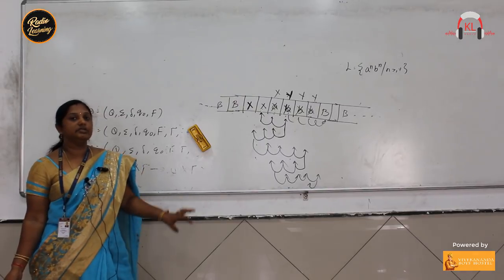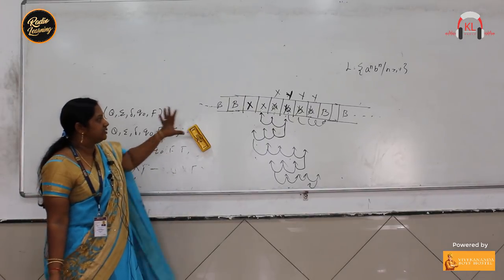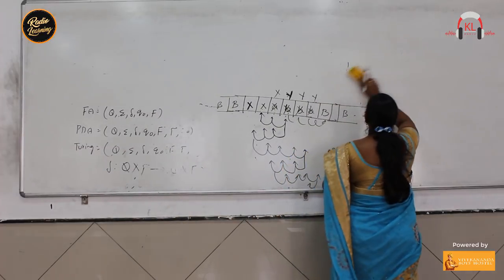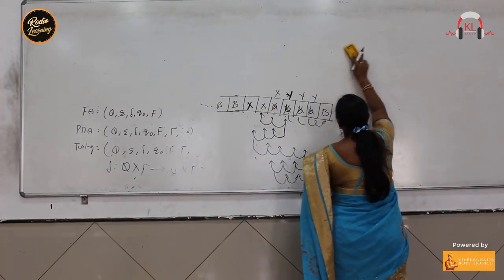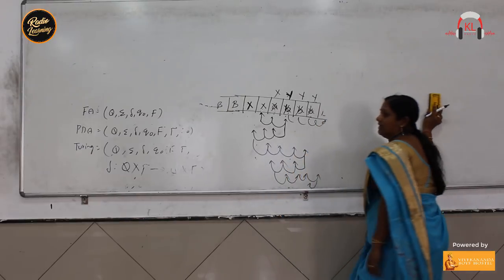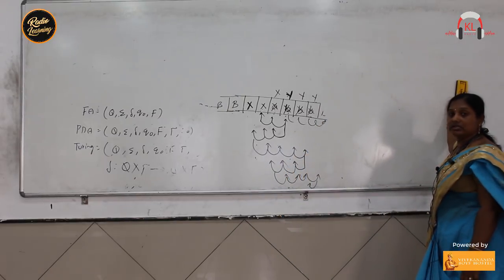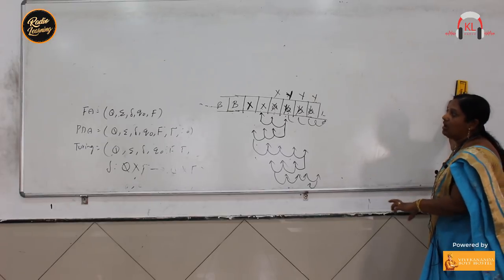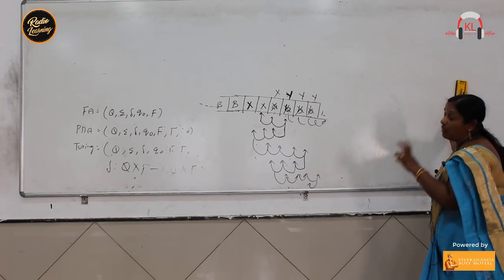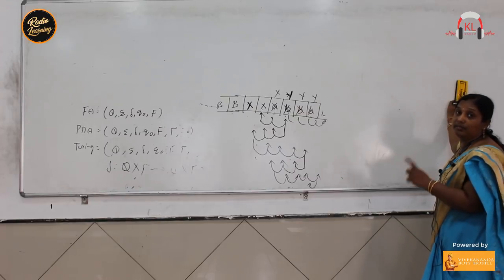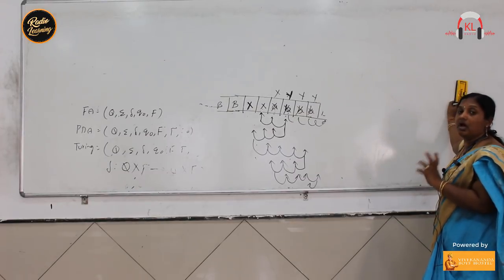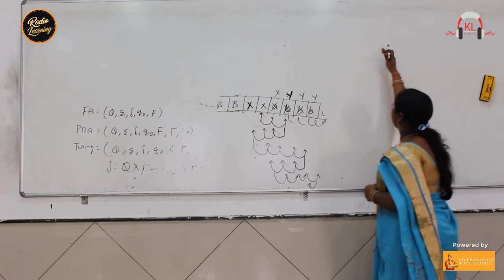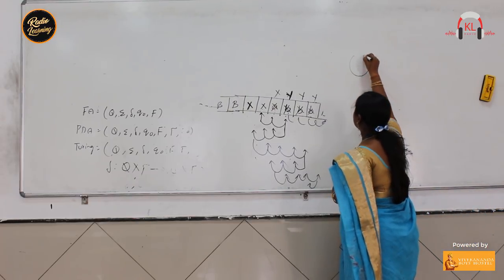Then how are we going to design this in a diagrammatic representation? I would like to show you. Here F in the sense of halt state, that means final state, halt. So when you are going to halt, whenever the language is accepted by your machine, then you are going to halt. That means that language is accepted. Now I am showing you the diagrammatic representation.